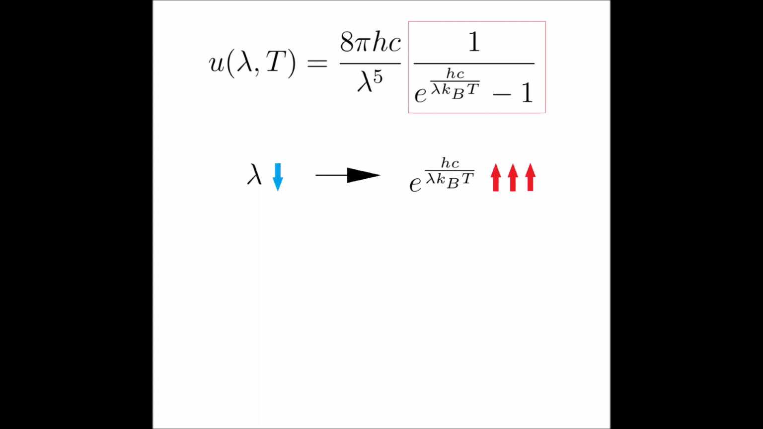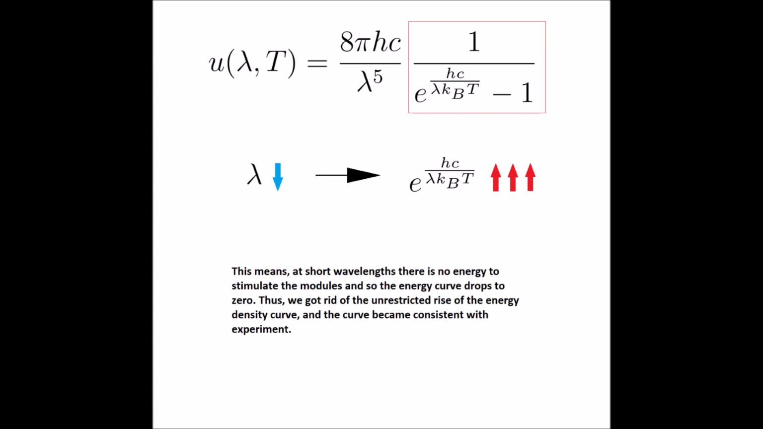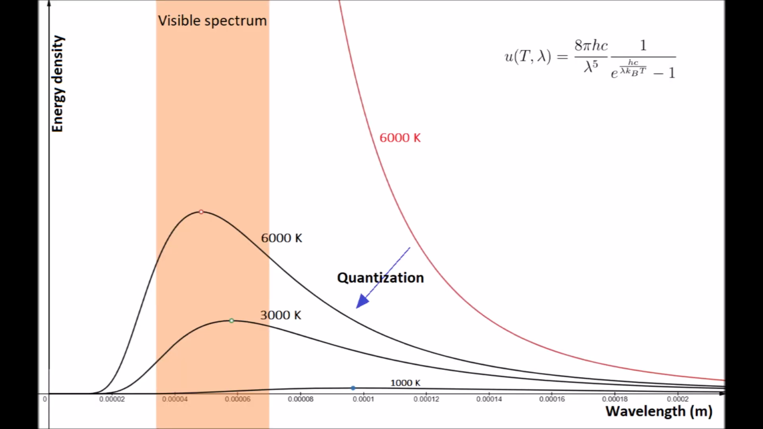If the wavelength approached 0, the denominator would become very large, and thus the fraction would become very, very small. This means, at short wavelengths, there will be no energy to excite the modes, and so the energy curve drops to zero. Thus, we got rid of the unrestricted rise of the energy density curve, and the curve became consistent with experiment. This was the first problem solved by quantization, and was the first step towards what is now known as quantum theory.